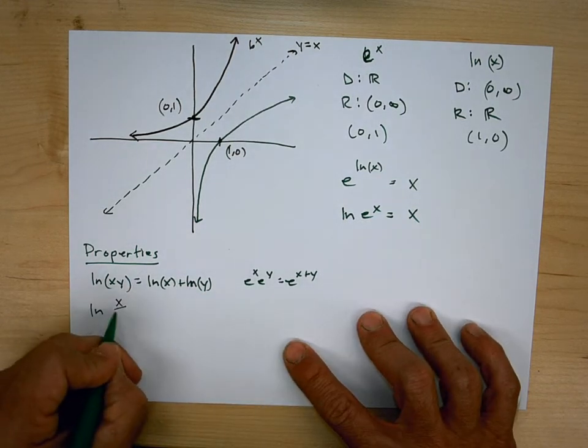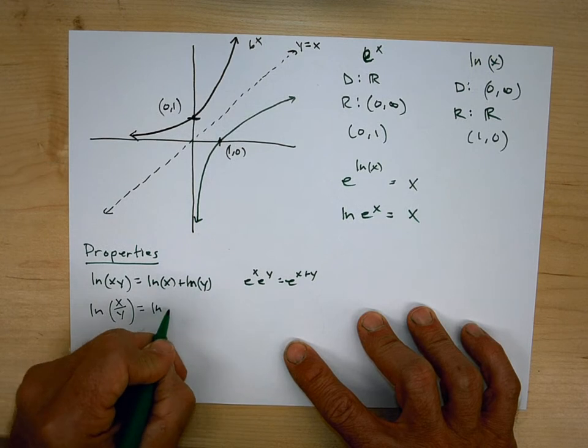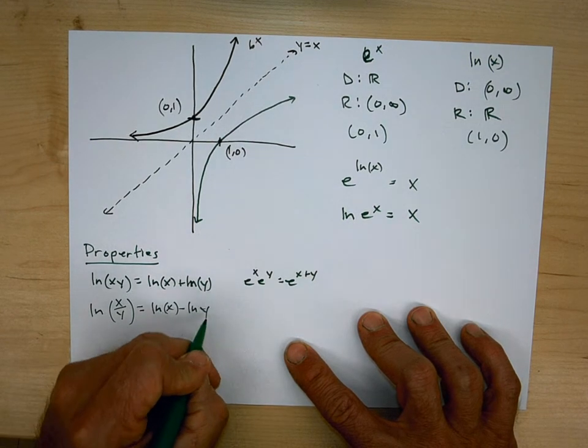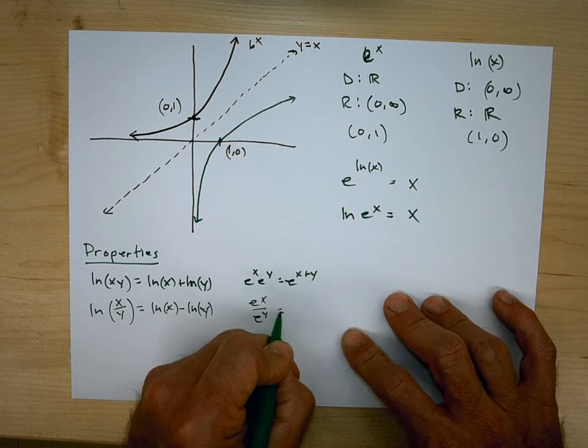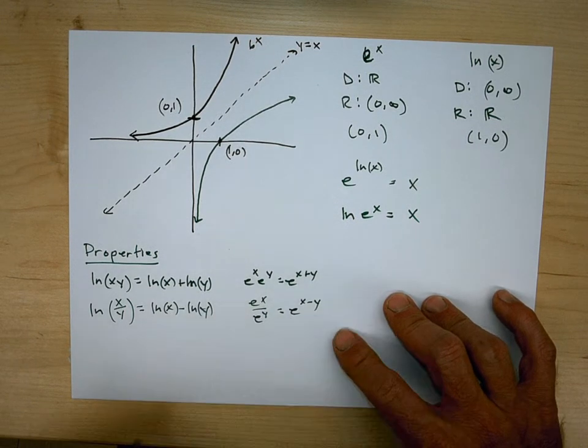Likewise, natural log of x over y is going to be natural log of x minus the natural log of y. And again, that's because if I had e to the x over e to the y, that would give me e to the x minus y.